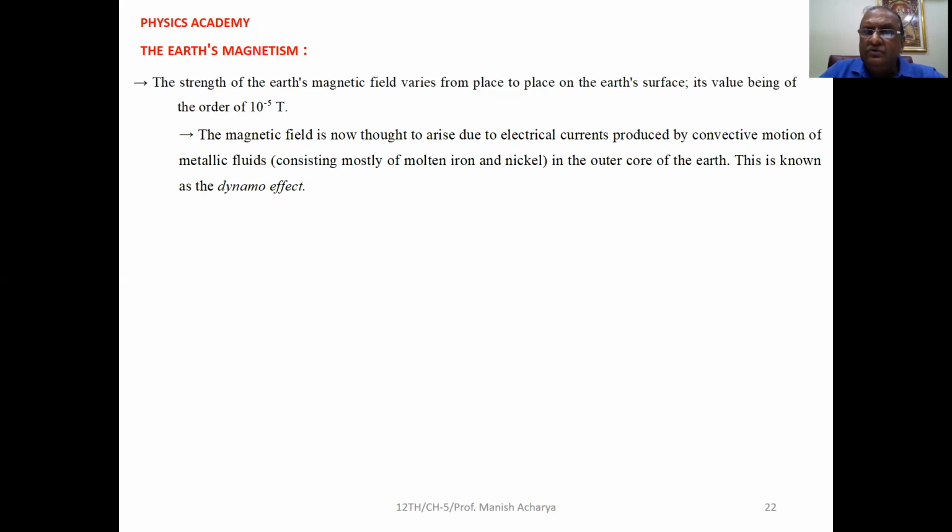The reason behind this is that the magnetic field arises due to electrical current produced by the convection motion of the metallic fluid at the core of the Earth. This particular effect is known as the dynamo effect, and due to it the magnetic field of Earth is present. Clear to all of you?